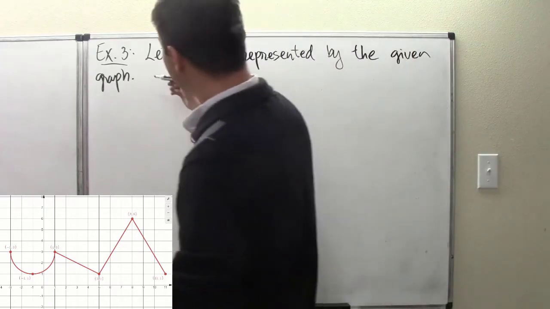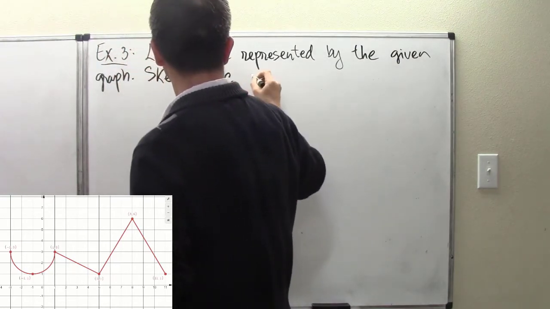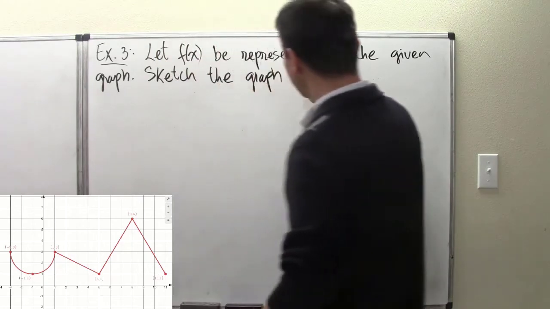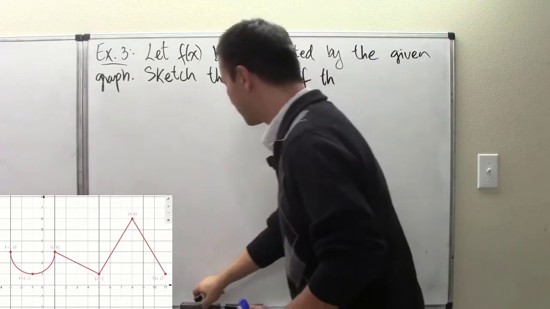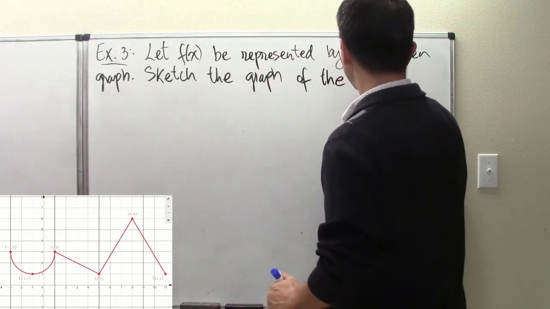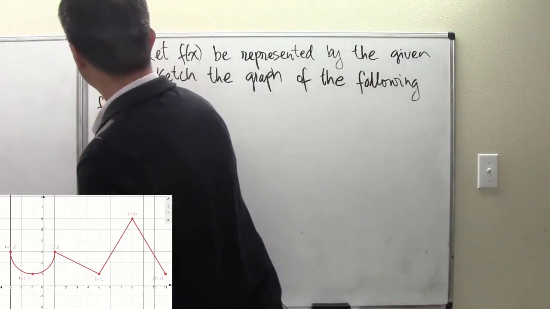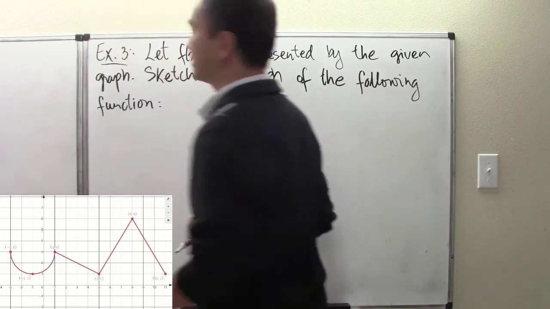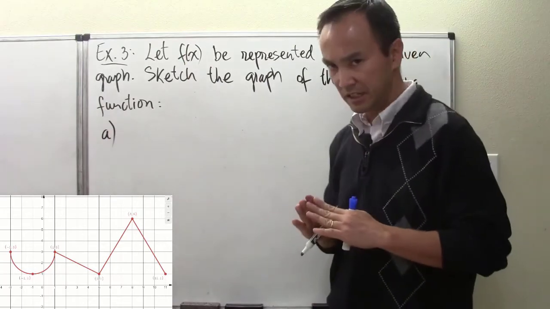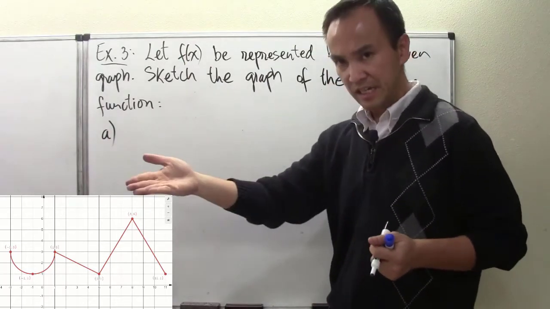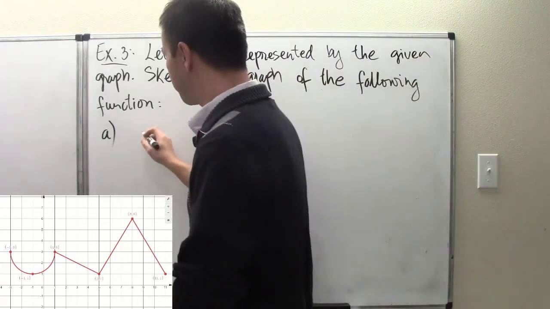And so now we want to sketch the graph of the following function. All right, and so now I'm going to call that part A. And so here in the entire example 3, it's all about you're going to be given different descendant functions. Any of those is going to be related with f of x somehow.